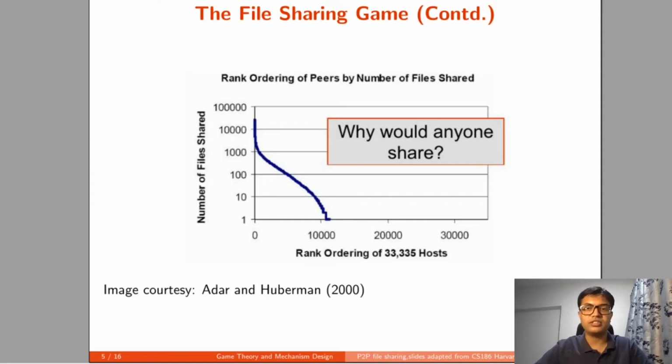So out of these 33,000 hosts, just one third of them are actually sharing some amount of files, even though the number of files shared is actually much smaller. The y-axis is essentially a log axis, and almost two thirds of the population is not sharing anything, they're just free riding. So this threat of not sharing and free riding is actually real.